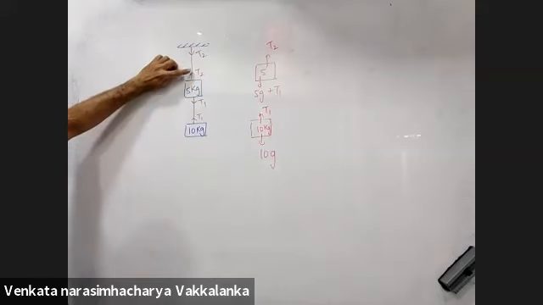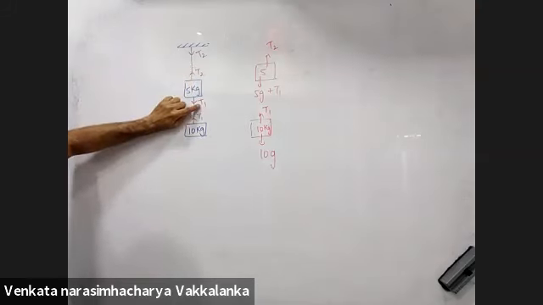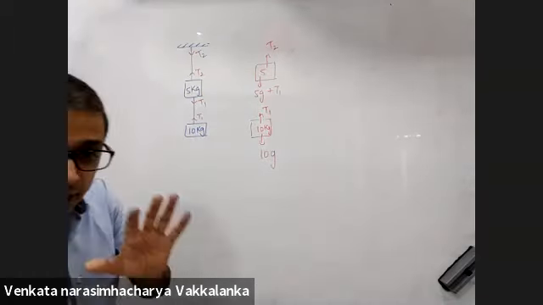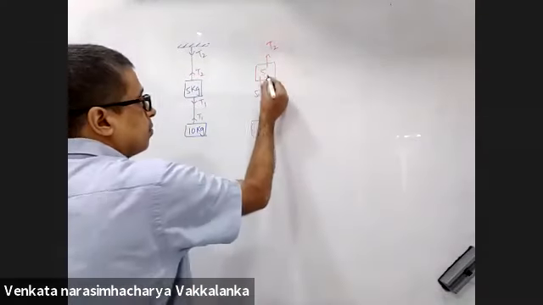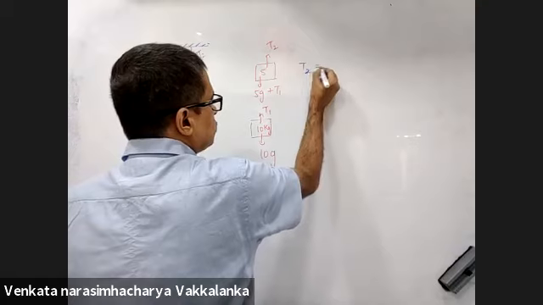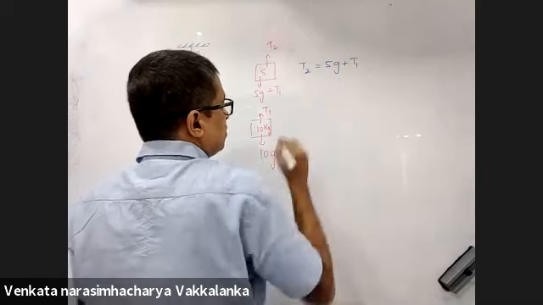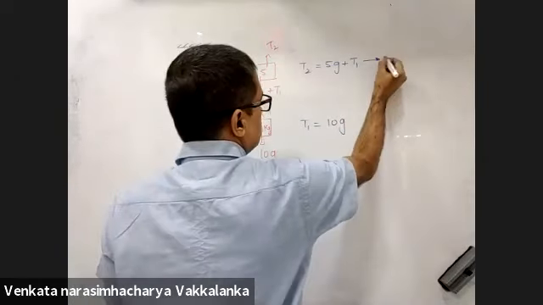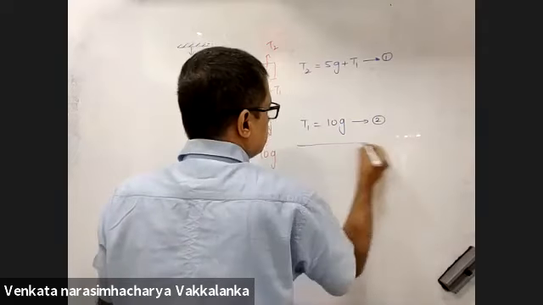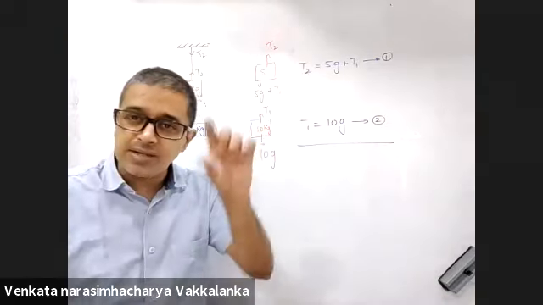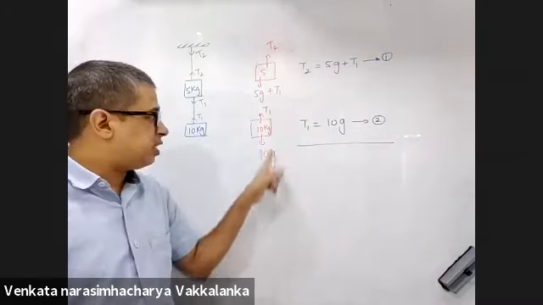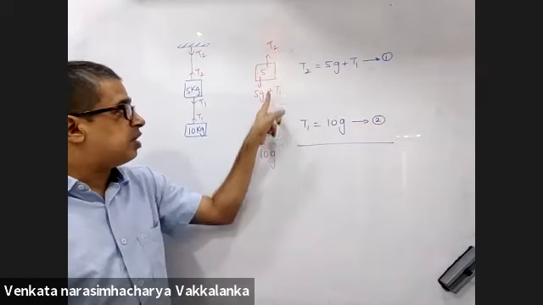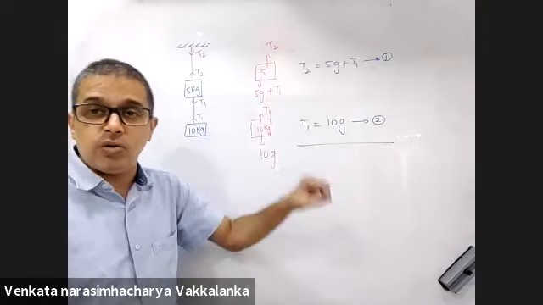On the 5 kg block, T2 is in the upward direction, T1 is in the downward direction, 5g is in the downward direction. And the body is in equilibrium. Body is in equilibrium implies T2 is 5g plus T1. T1 is 10g. This is my first equation. This is my second equation. Body is not accelerating. So forces in upward direction will be equal to forces in downward direction. Same applies here.